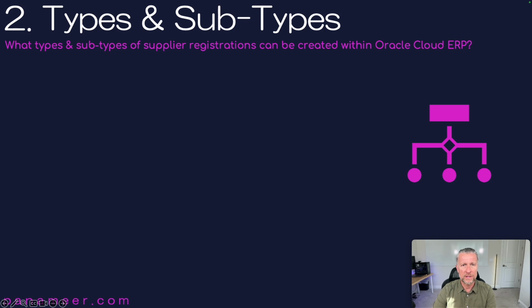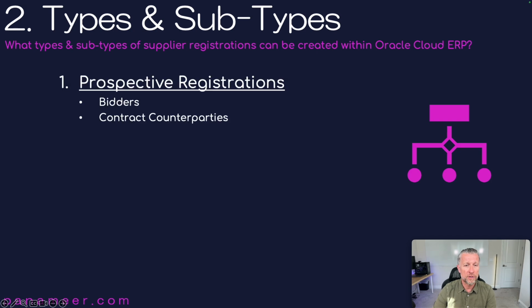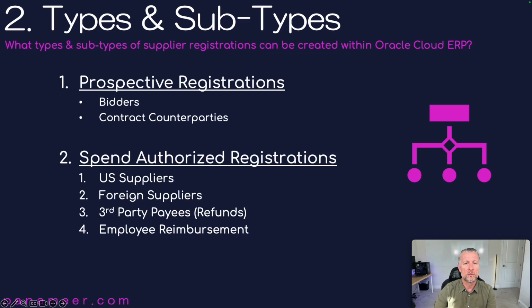Slide 2. What types and subtypes of supplier registrations can be created within Oracle Cloud ERP? First, prospective registrations. These would be for prospective suppliers or bidders. Remember, these also allow that bidder or prospective supplier to create or be a counterparty on a contract creation. And then there's the spend authorized registrations. Those apply to, let's say, US suppliers, foreign suppliers, which might be different because of product and service codes, or W8 or W9.